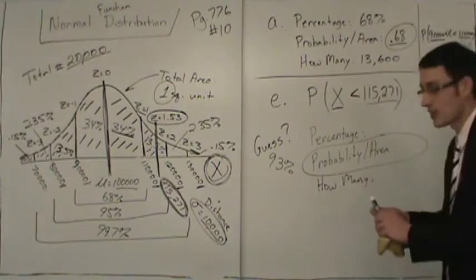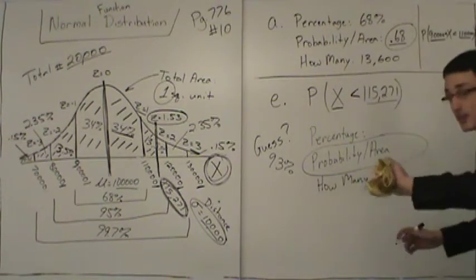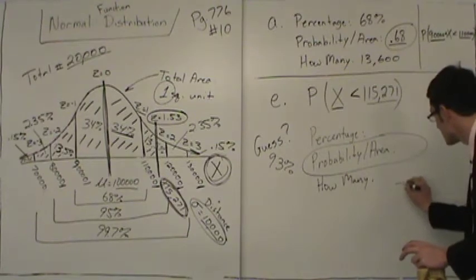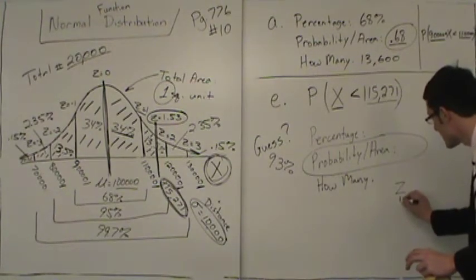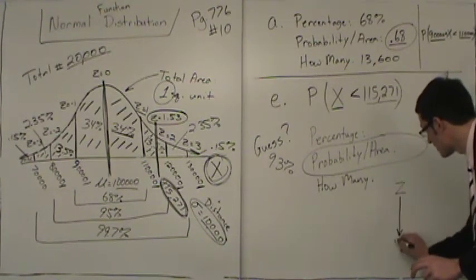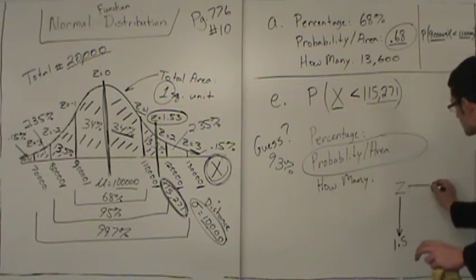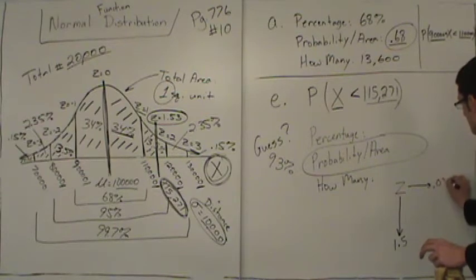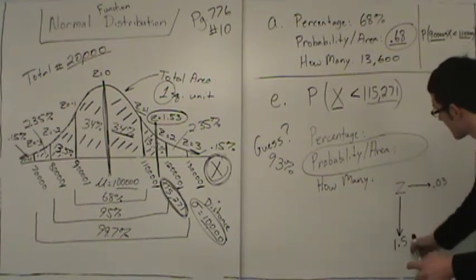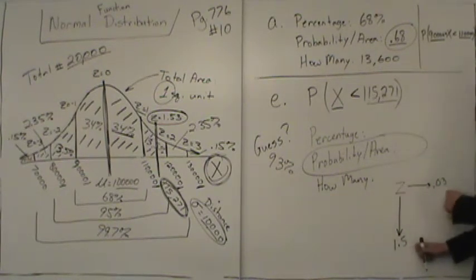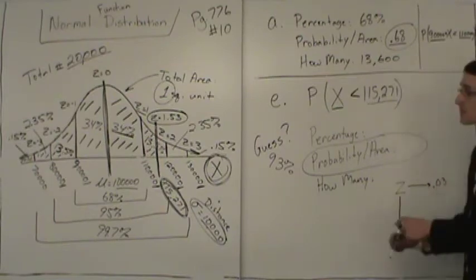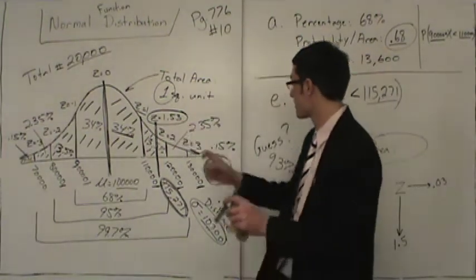There is a column on your z-table on the far left. This is the z column, and I want you to go down to 1.5. Then you go right to the 0.03 column. 1.5 is the first decimal place, and the 0.03 column gives you your second decimal place because we're looking up 1.53.